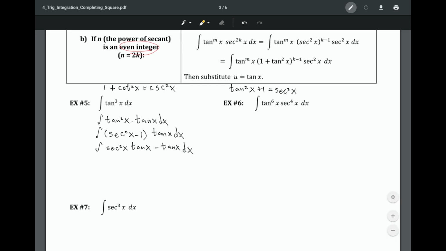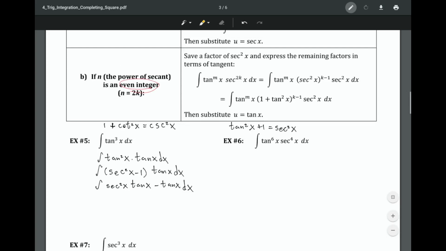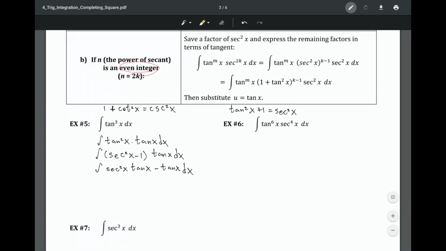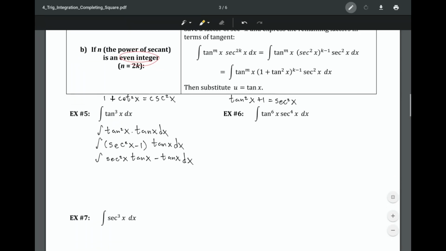Okay, so let's see what I want to do here. Am I going to split it up? Just want to confuse you. Yeah, I'm going to split it up. All right, so I'm going to do an extra step here. The integral of secant squared of x tangent x dx minus the integral of tangent of x dx.